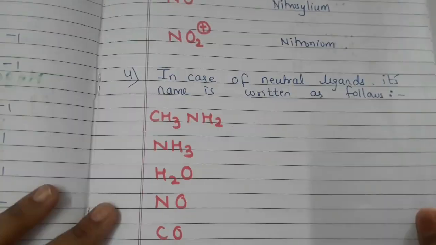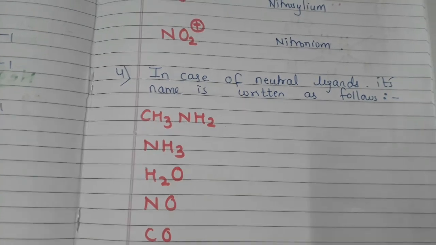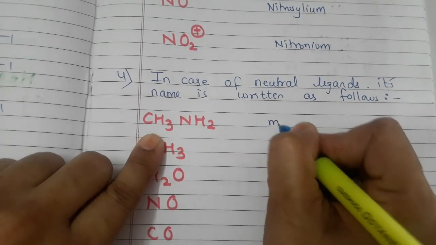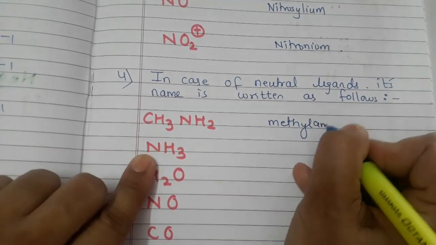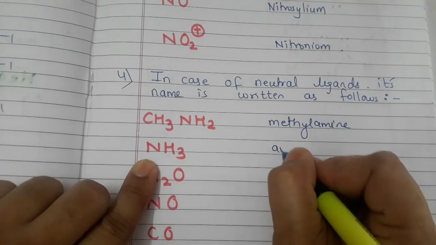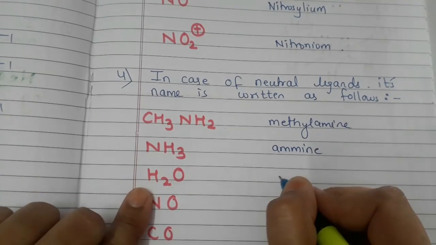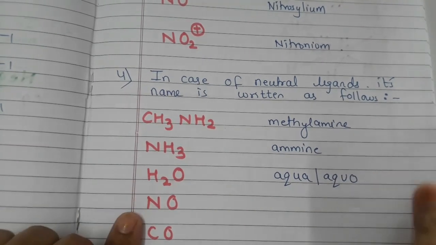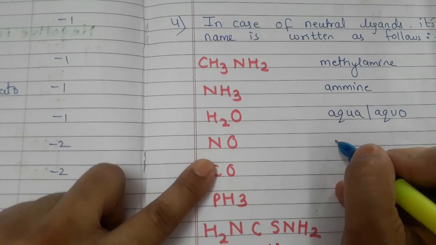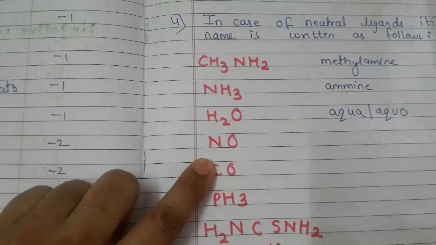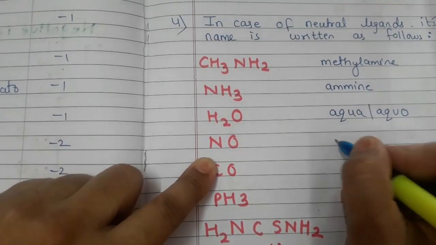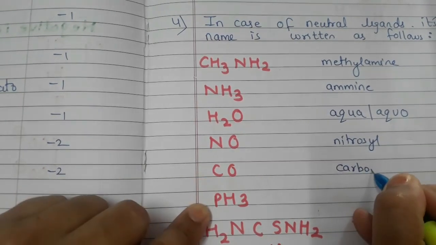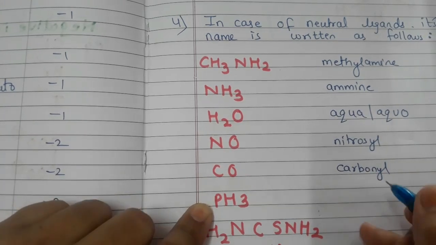Now next, in case of neutral ligands, the name is written as follows. This is methylamine, written the same way. It is amine, spelled M-I-N-E. This is aqua, or we write aquo. Now this is nitroso. This is carbonyl.